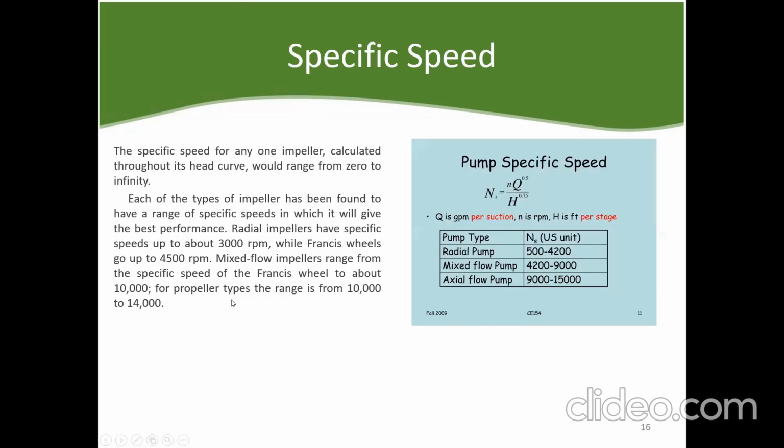So the specific speed for any one impeller, calculated throughout its head curve, would range from 0 to infinity. Each type of impeller has been found to have a range of specific speed in which it will give the best performance. Radial impellers have a specific speed up to 3,000, while Francis wheels go up to 4,500. So mixed flow impellers range from the specific speed of Francis wheels to about 10,000. For propeller types, the range is 10,000 to 14,000.